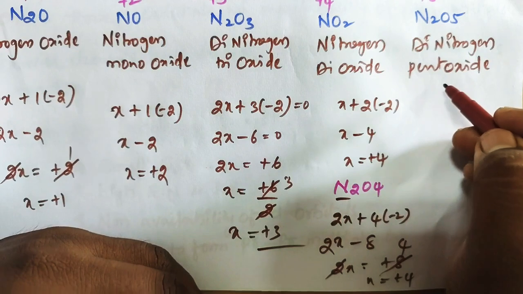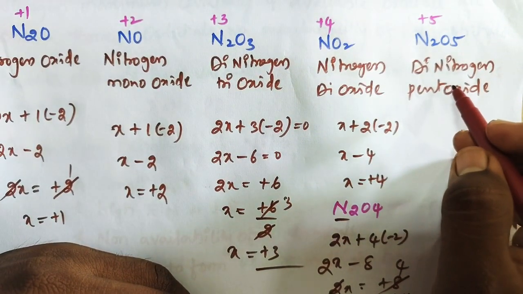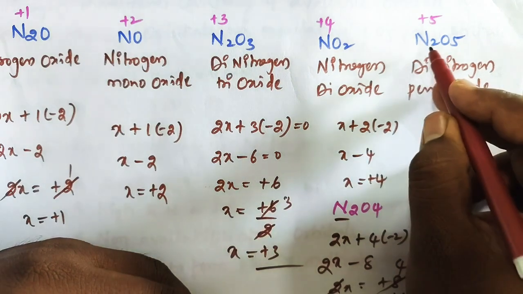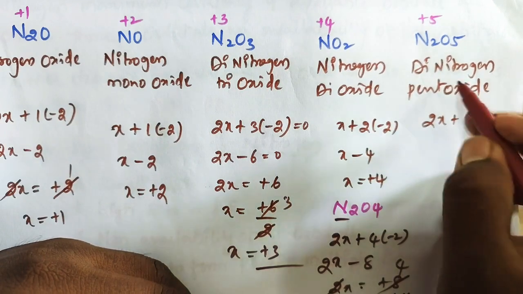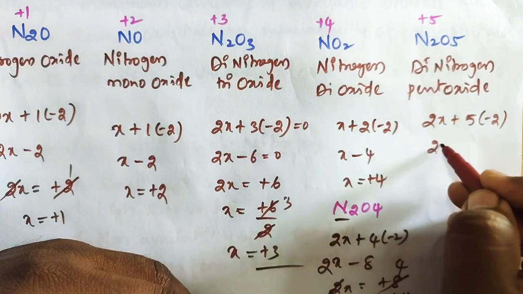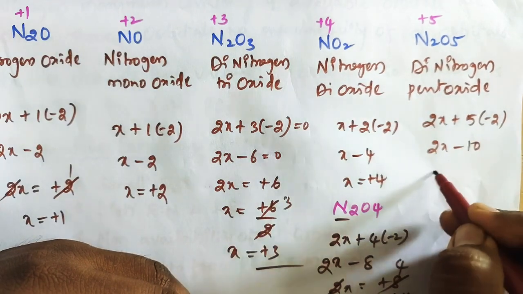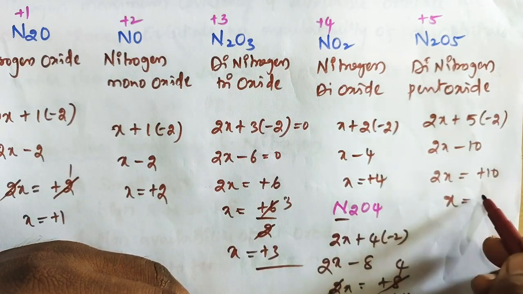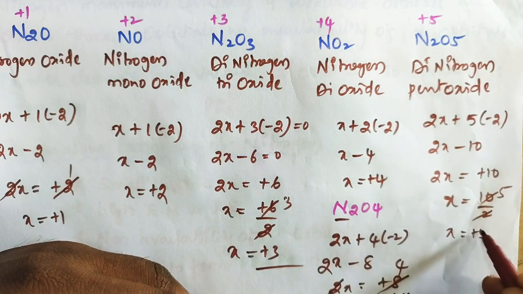Next one is N2O5, dinitrogen pentoxide. Dinitrogen pentoxide, in that nitrogen shows plus 5 oxidation state. In N2O5, 2 nitrogens, 2x, plus 5 oxygens, 5 into minus 2, 2x, 5 into 2 is 10, minus 10, 2x = plus 10, x = 10 by 2, 5. So x = plus 5.